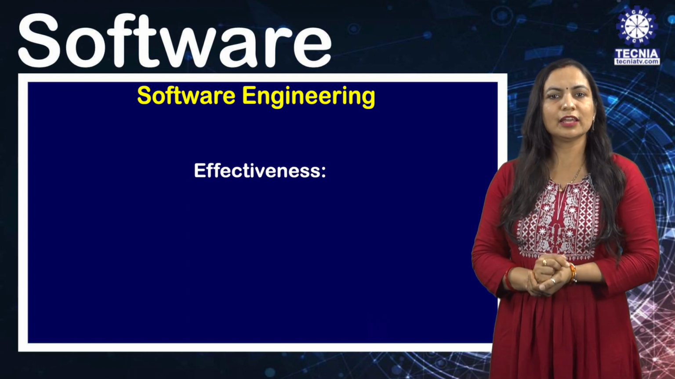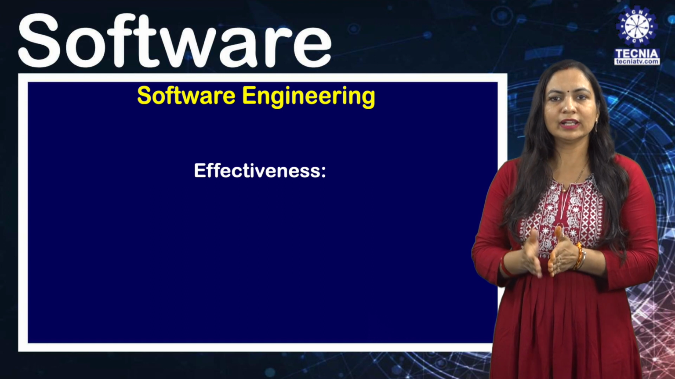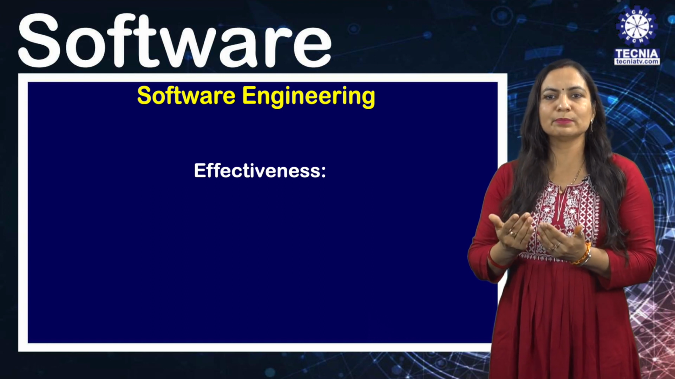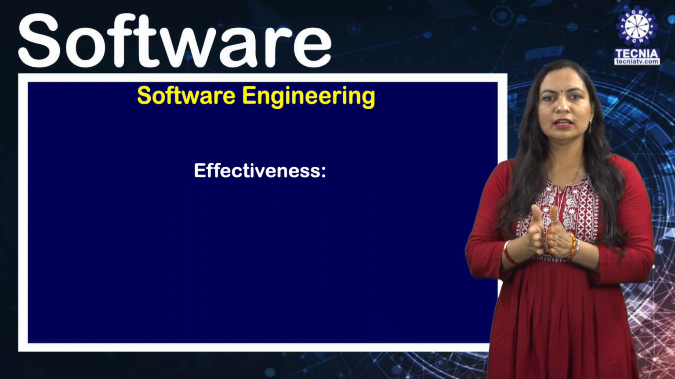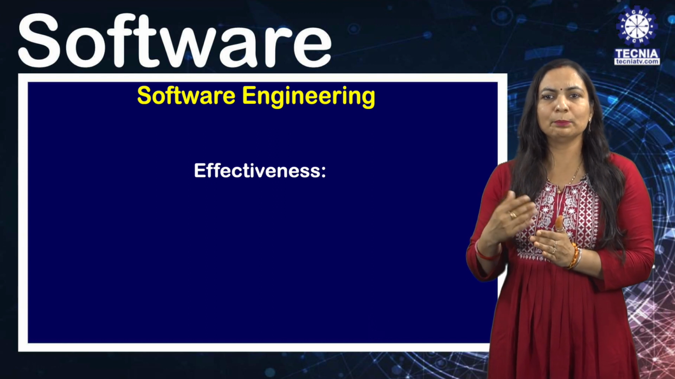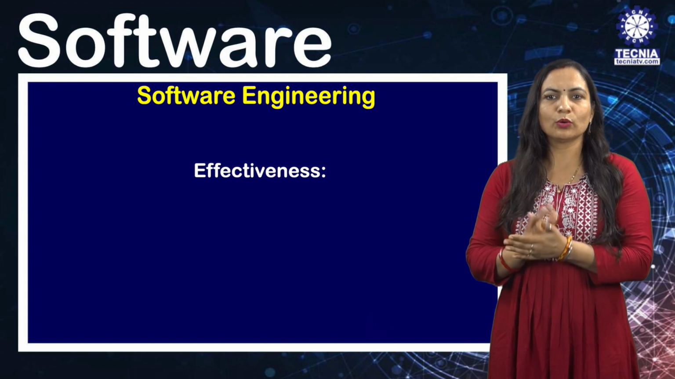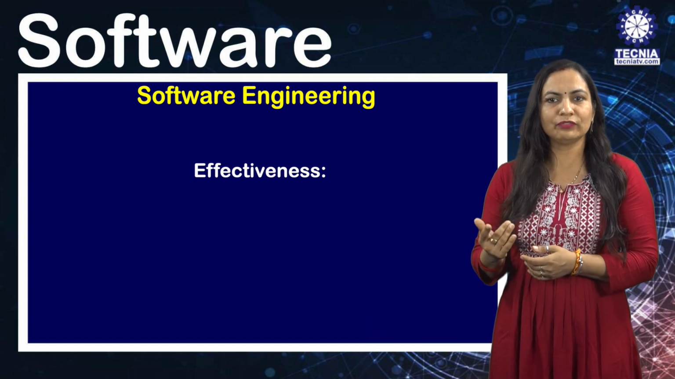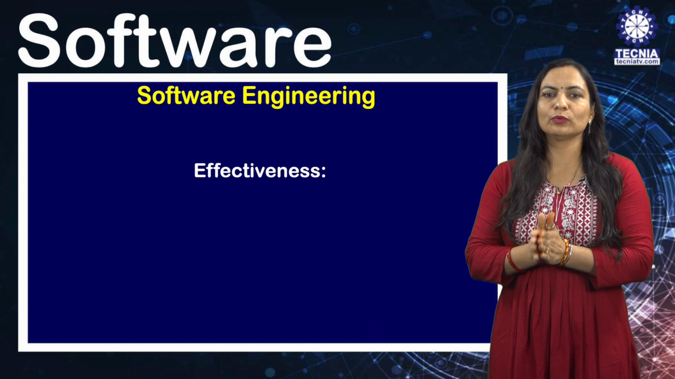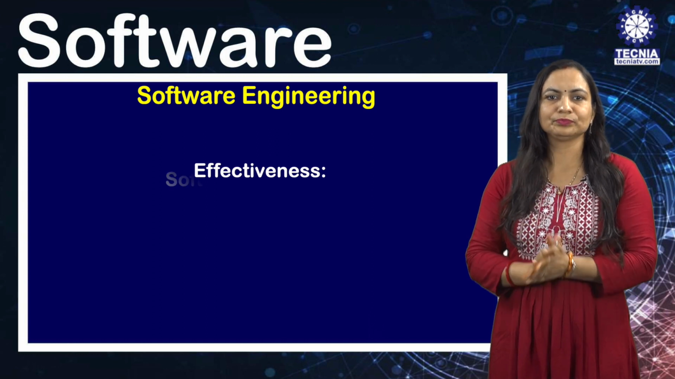The next is effectiveness. Effectiveness comes if anything has been made according to the standard. Software standards are the big target of companies to make it more effective. So, software becomes more effective with the help of software engineering.